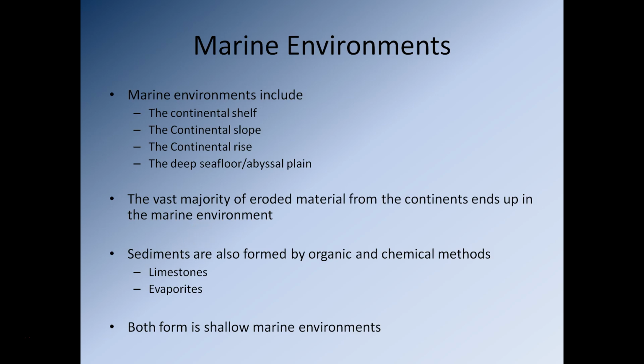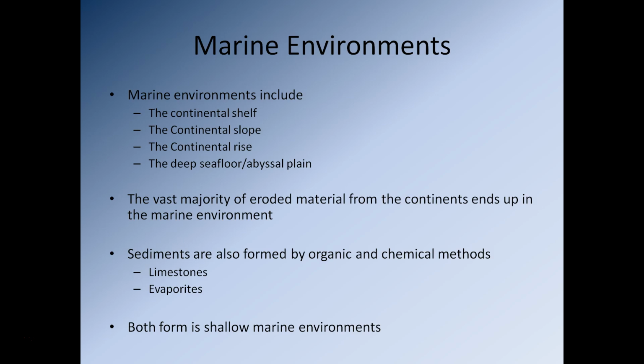Marine environments can include environments located on the continental shelf. That's the area of seafloor just off the coast that has a water depth between 0 and 200 meters. Then we have the continental slope, which is the slope that comes after the continental shelf. It's often quite steep. At the bottom of that we have the continental rise, and from then on we have the deep sea floor, which is also referred to as the abyssal plain.